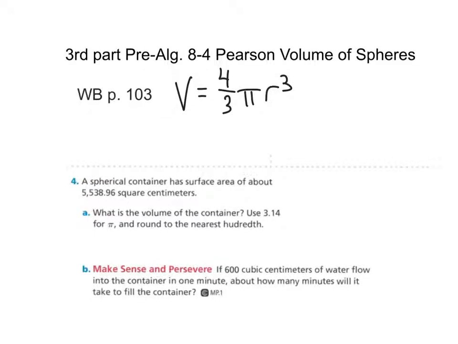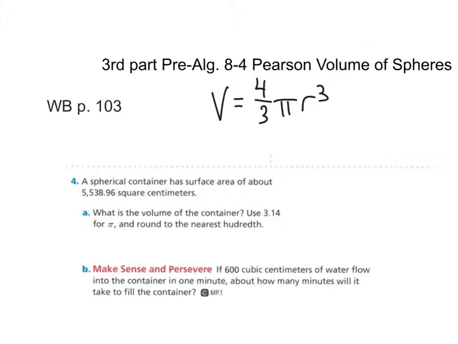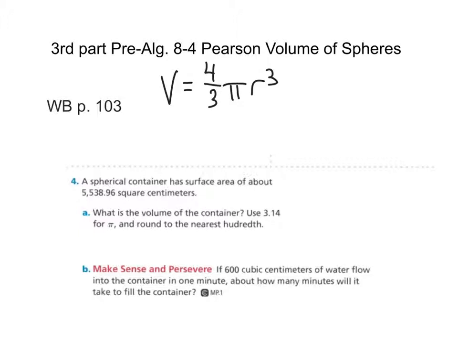Finishing up lesson 8.4, this is our third part of volume of spheres. If you look at workbook page 103, once again our formula for the volume of a sphere is 4/3 pi r cubed.